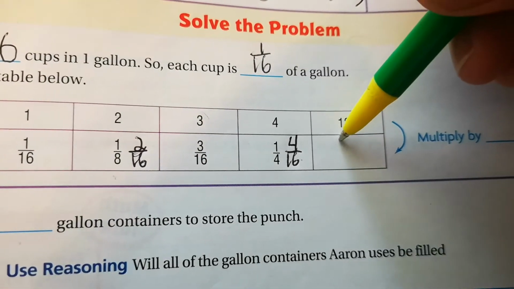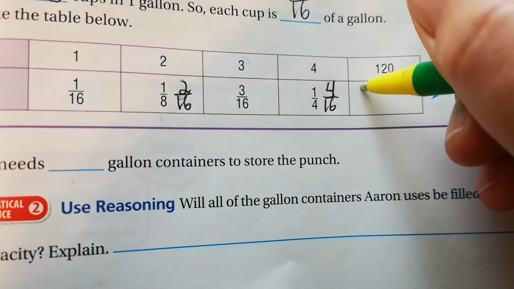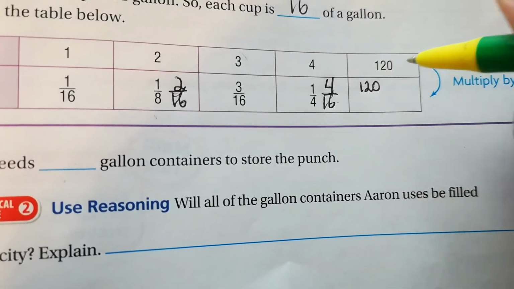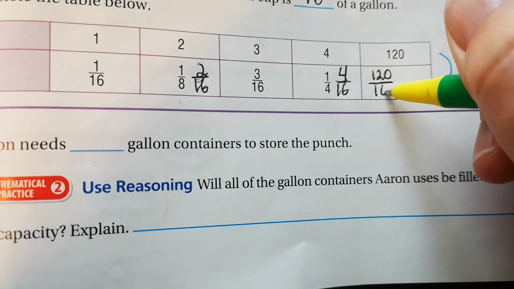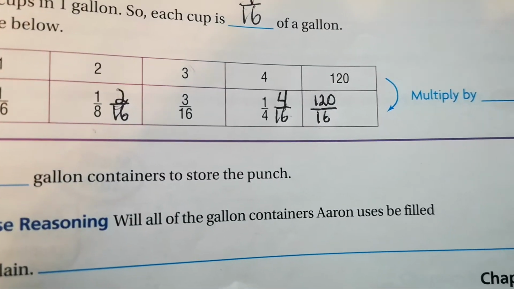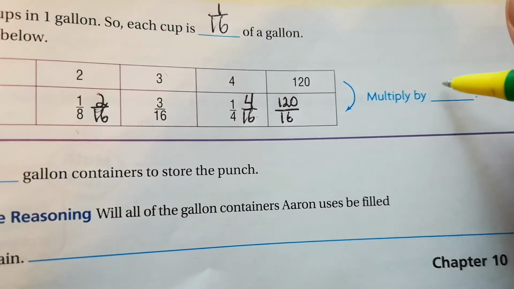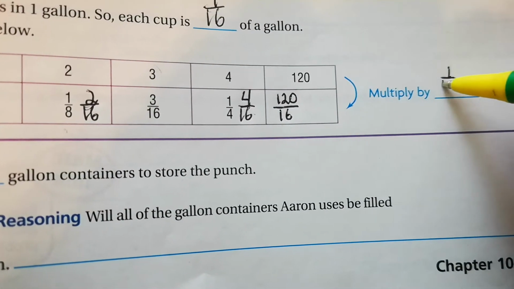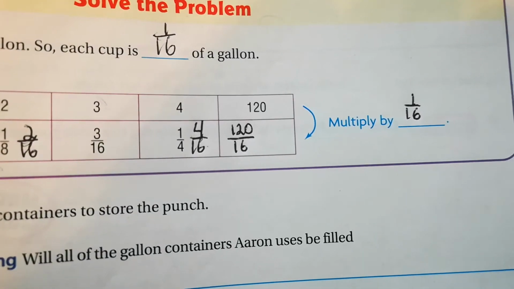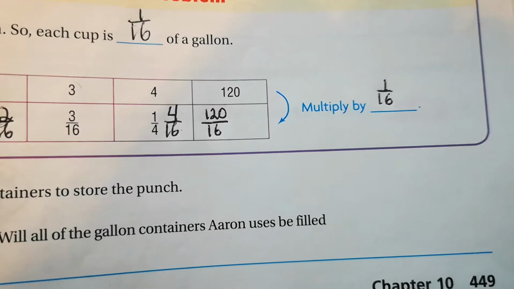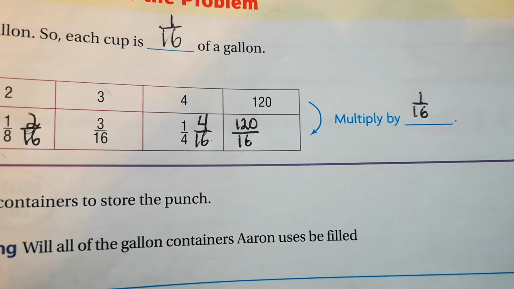So I could figure this out simply by making the numerator the number of cups total and the denominator the number of cups in a gallon. And how I solved all these was I multiplied them by 1/16. Okay, we're going to learn about multiplying fractions a little bit later. You don't need to worry about that now.